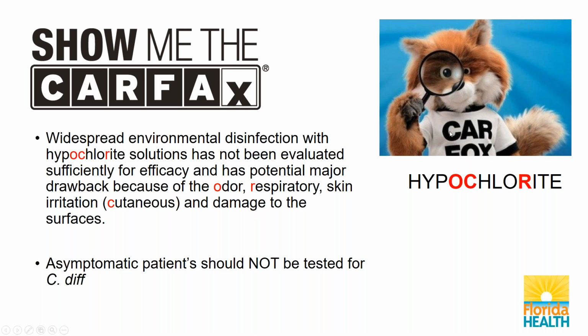And one thing that I did here, because you need to start early on trying to find ways to memorize all these chemicals and the side effects or drawbacks that they may come with: with hypochlorite, we have the O for odor, the C for cutaneous, and the R for respiratory. These are drawbacks because they can cause a lot of irritation for your employees who are utilizing it.